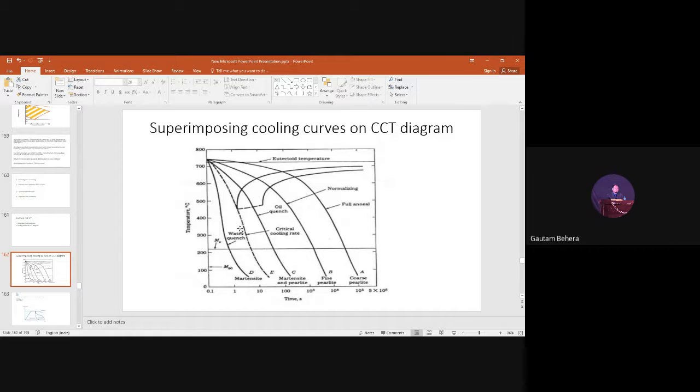Right? If the cooling curve touches, or is just tangent to, the nose of the C curve or nose of this CCT diagram, this is called critical cooling rate. It is already written over here. Yes, critical cooling rate. So you have to remember, whenever you are doing hardening, the cooling rate should be just higher than the critical cooling rate. That is better actually. You can go for a higher cooling rate compared to the critical cooling rate.